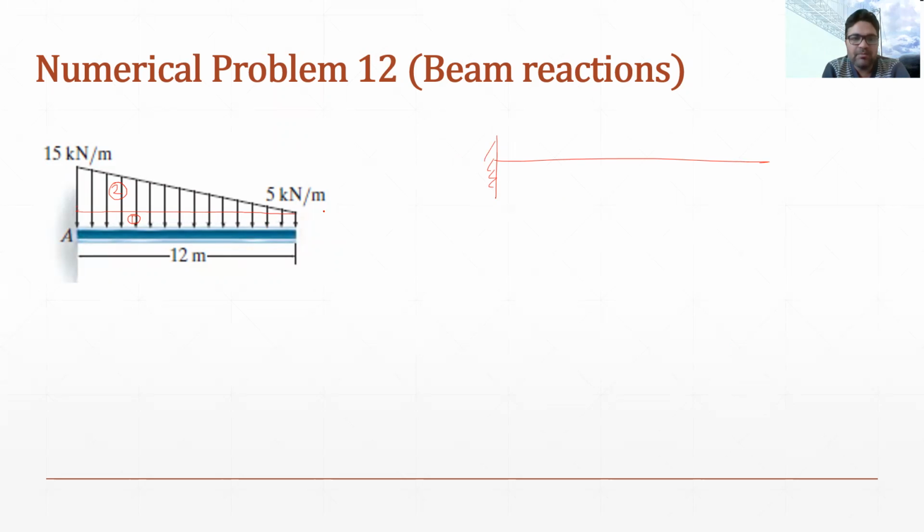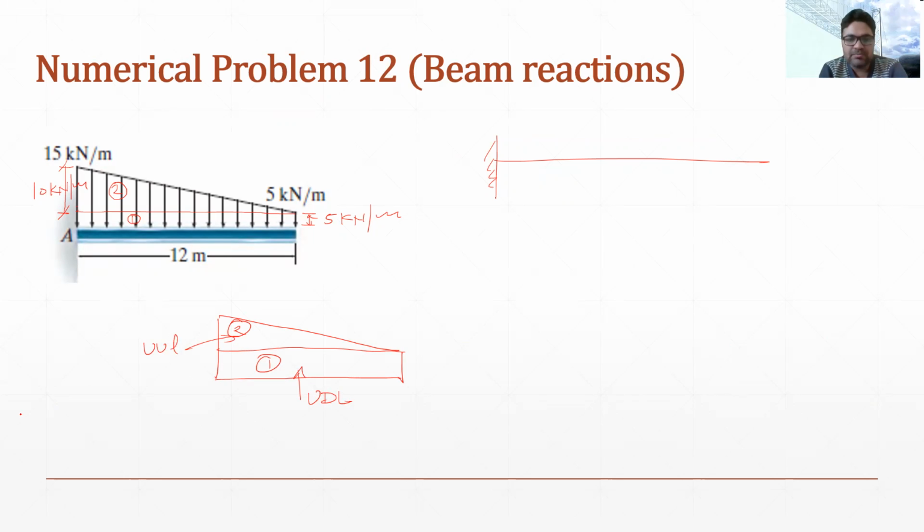Now I will show the same beam and calculate the area of the UVL and part 1. This value will be 5 kilonewton per meter, and this value will be 15 minus 5, so it becomes 10 kilonewton per meter. Here this is area 2 and this is area 1. Area 1 refers to the UDL and area 2 refers to the UVL in triangular formation.